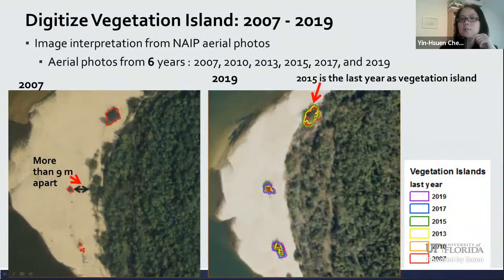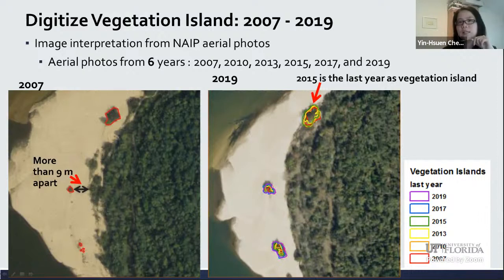So this slide is explaining how we define and digitize the vegetation island. I'm just showing 2 photos, one in 2007, one in 2019. In the 2007 photo, there's a tree. If there's a tree, or maybe already multiple trees, far away enough, for more than 9 meters, I came up with this value arbitrarily, but you can argue with me later. So we define this as a vegetation island.